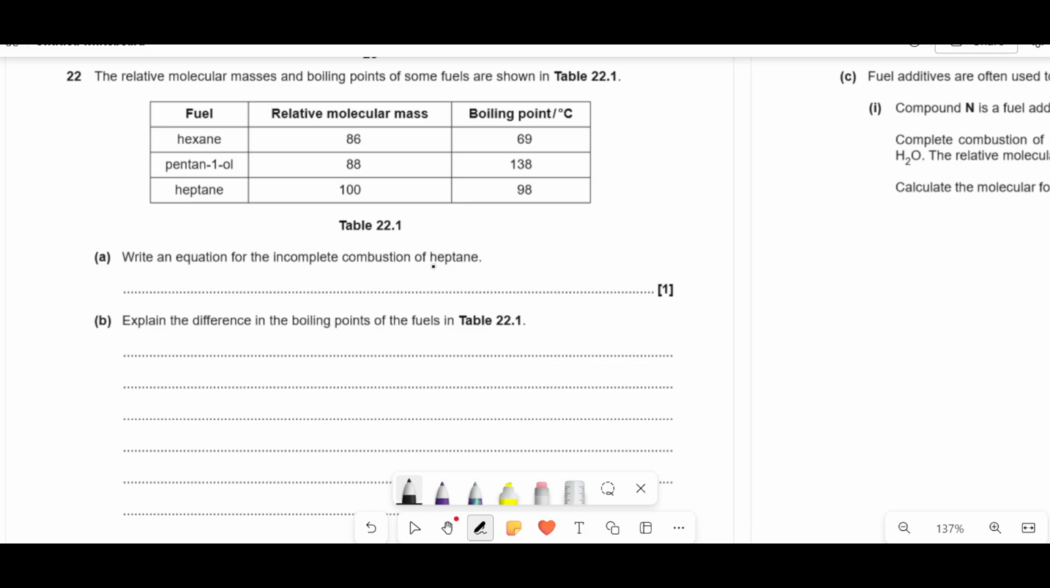The relative molecular masses and boiling points of some fuels are shown in this table. Write an equation for the incomplete combustion of heptane. So when you're burning heptane, when you're doing incomplete combustion, write down what you definitely know you're making. You are going to definitely make carbon monoxide and H2O, and you're burning heptane, which has a formula C7H16.